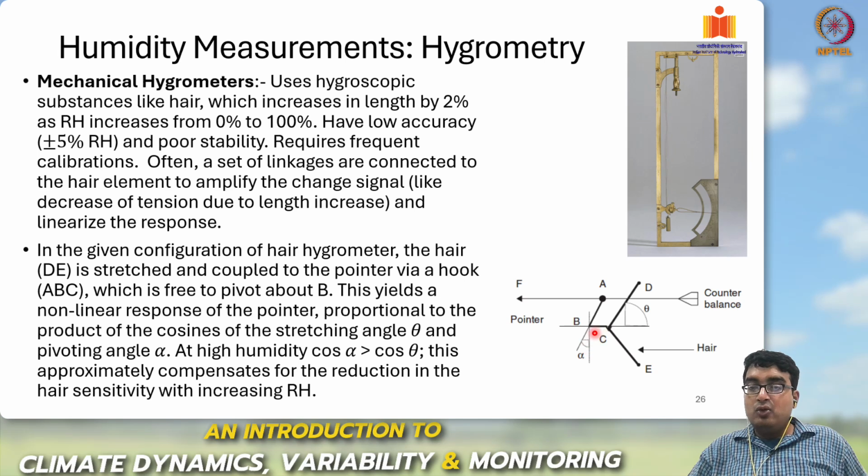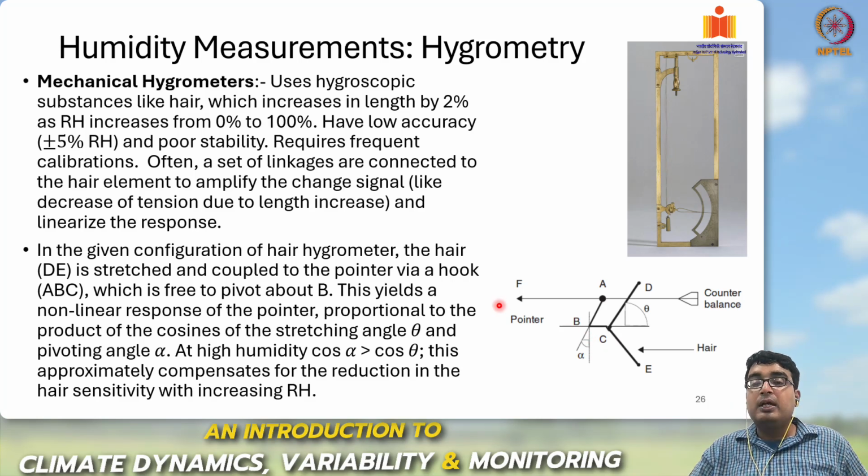This hook is connected to your pointer, as you can see, through a kind of skew Z type connector. And the angle between this skew that is connecting the pointer with this hook is alpha, via a hook which is free to pivot around B. So, B is a free pivot.